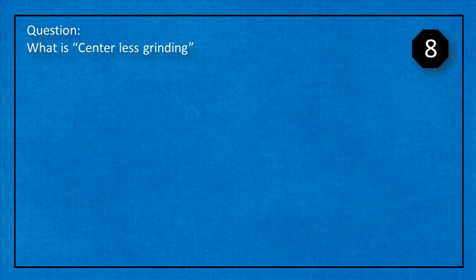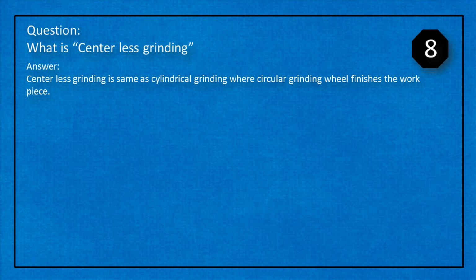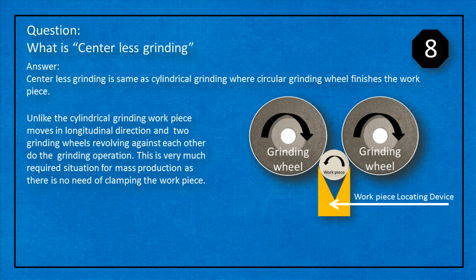Question: what is centerless grinding? Answer: centerless grinding is the same as cylindrical grinding, where a circular grinding wheel finishes the workpiece. Unlike cylindrical grinding, the workpiece moves in the longitudinal direction, and two grinding wheels revolving against each other do the grinding operation. This is very much required in mass production, as there is no need to clamp the workpiece.